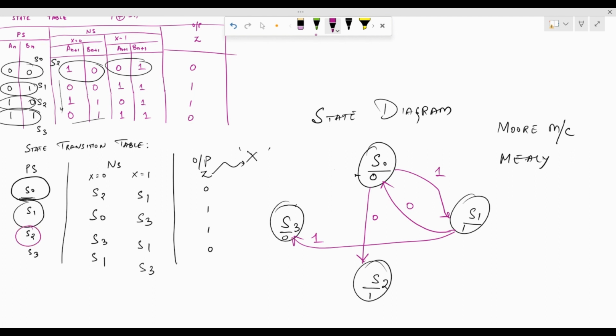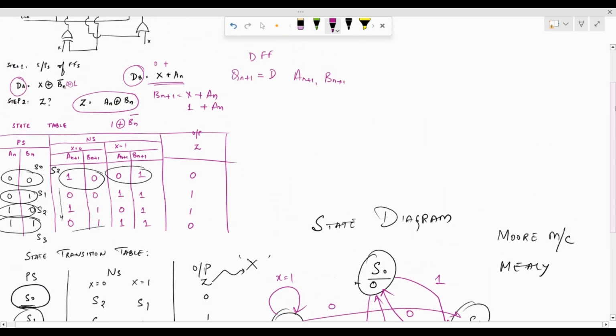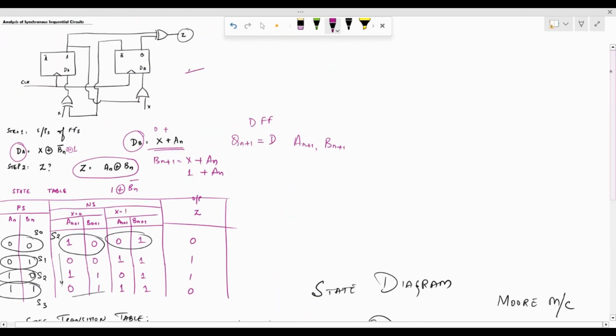Next, let's look at S2. From S2, it is going to go to S3 for X equal to 0, and it is going to go to S1 for X equal to 1. And S3 is going to go to S1 for X equal to 0, and it is going to remain in S3 for X equal to 1. So this effectively is the state diagram for this particular flip-flop configuration, like the logic diagram that we had considered in the first place.